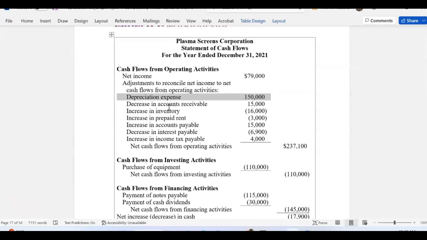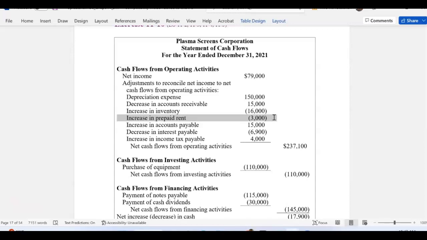So if accounts receivable has decreased, then you do plus 15,000, the opposite. If inventory has increased compared to last year's balance sheet, then you do the opposite, minus 16,000. If prepaid rent has increased compared to last year's balance sheet, then you do the opposite, minus 3,000.